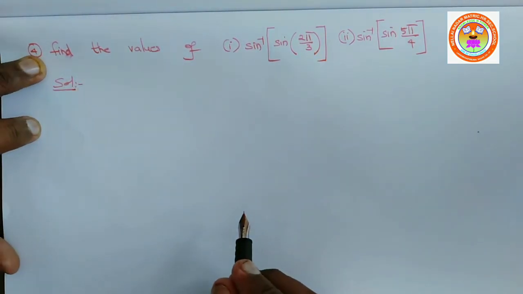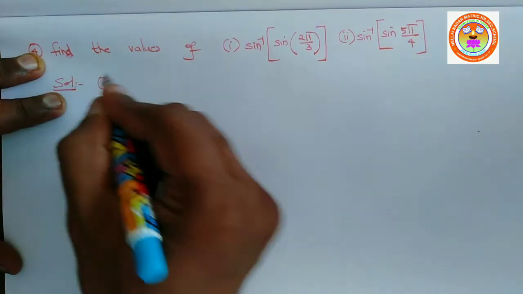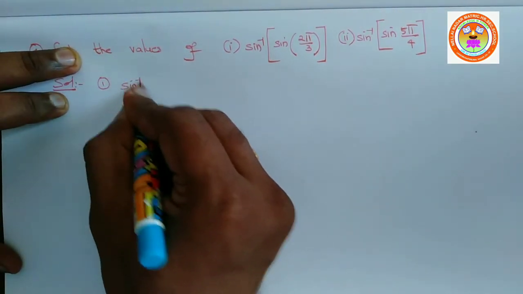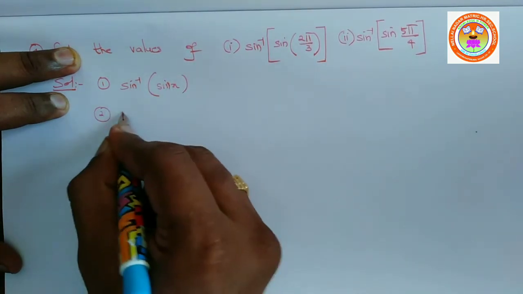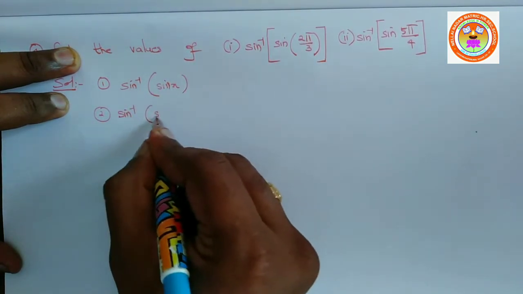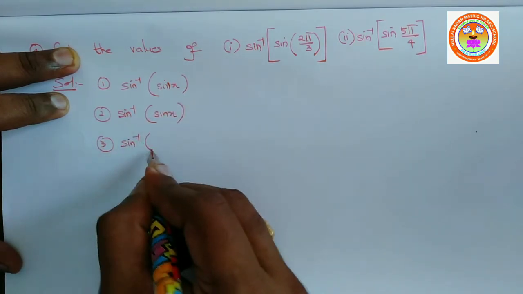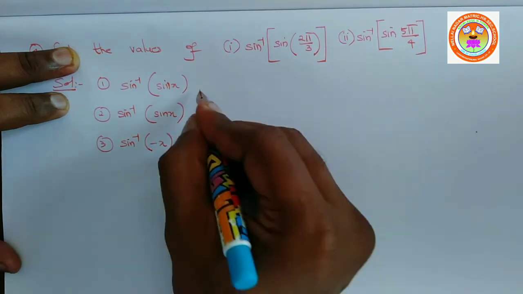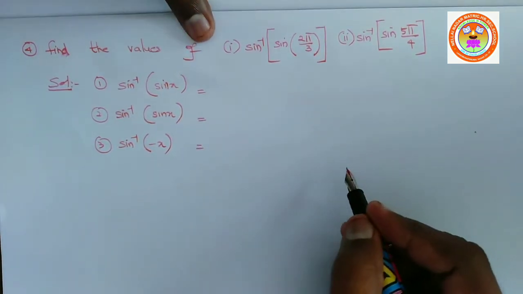We have 3 properties. First property is sin inverse of sin x. Second property is sin inverse of sin x. Third property is sin inverse of sin of minus x. So these are the 3 properties. I am going to recall the 3 properties once again.